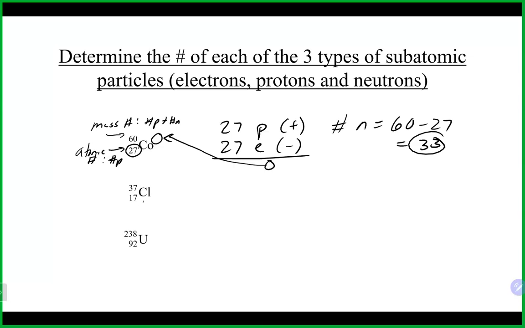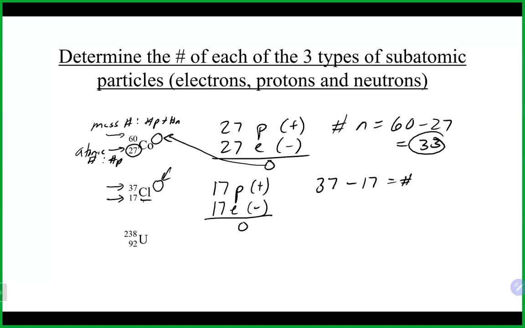Next one is Cl, which is chlorine. Once again, it's neutral, nothing written there. So we see from our bottom left, that's our atomic number, which is our protons, so 17 protons. Again, because it is neutral, it's got to have a matching number of electrons to give us an overall charge of 0 in this case. And now for our neutrons, we take our mass number, which is 37, minus 17, and that's going to be 20 neutrons. Any questions on that one there?